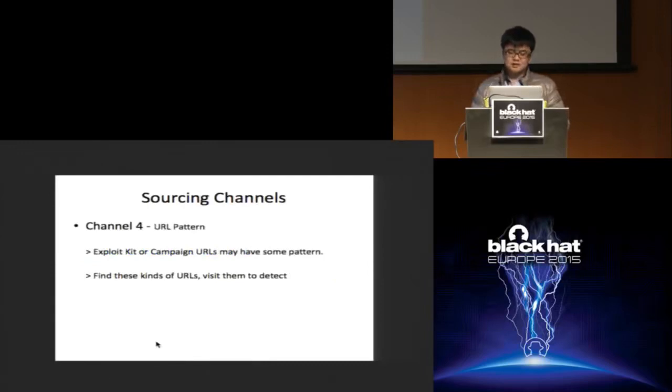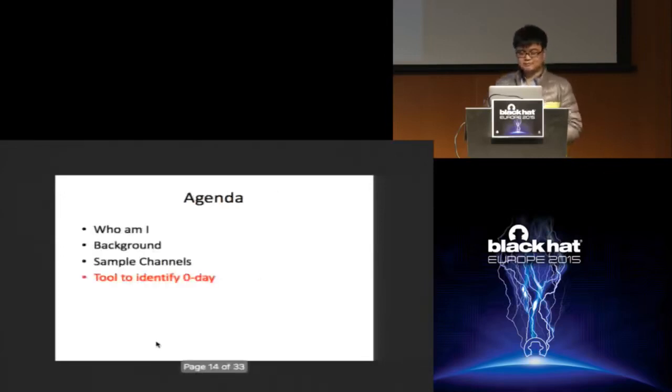The fourth sourcing channel is URL pattern. Exploit kit or campaign URLs may have some pattern. If you check one kind of exploit kit or campaign, you may find the pattern of the URLs. So you can catch this kind of URL and use them to detect.